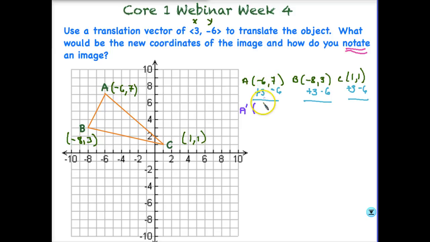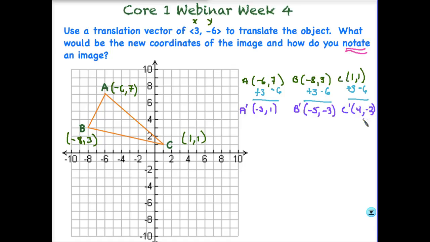So we have -6 plus 3, which gives us -3. And then we have 7 minus 6, which is just 1. And then our B prime, which is our new image, we do the same thing. -8 plus 3 is -5. And 3 minus 6 is -3. And then finally, on to the last one, we get for -2.